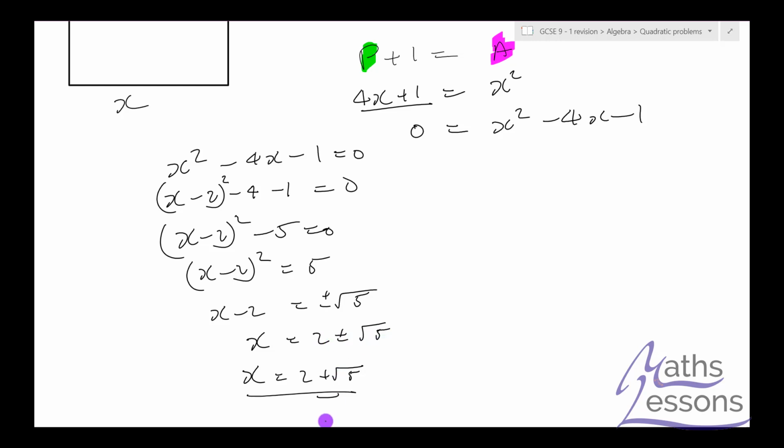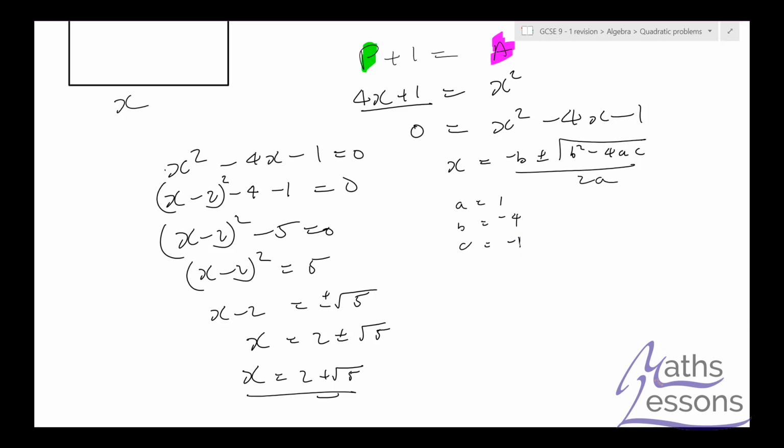Now the other way to solve this is I could use the quadratic formula. See if you can remember it. It's minus b plus or minus square root of b squared minus 4ac, all over 2a. And what we do is we work out what a, b and c are going to equal. So a is how many lots of x squared we've got, so that's 1. How many lots of x we've got is minus 4. And the c is the number on the end, which is minus 1.